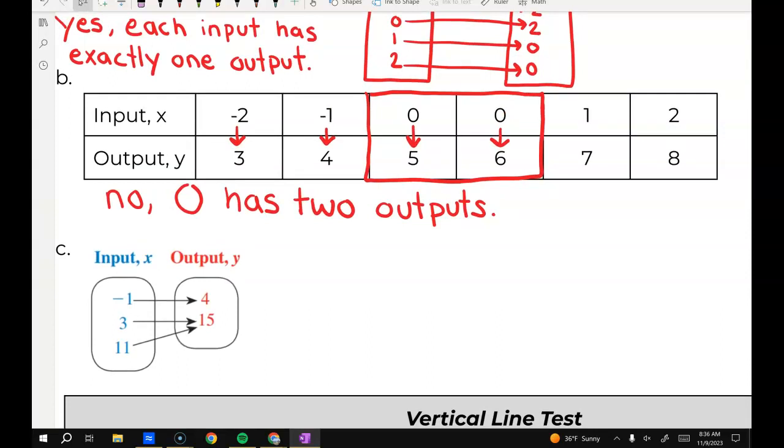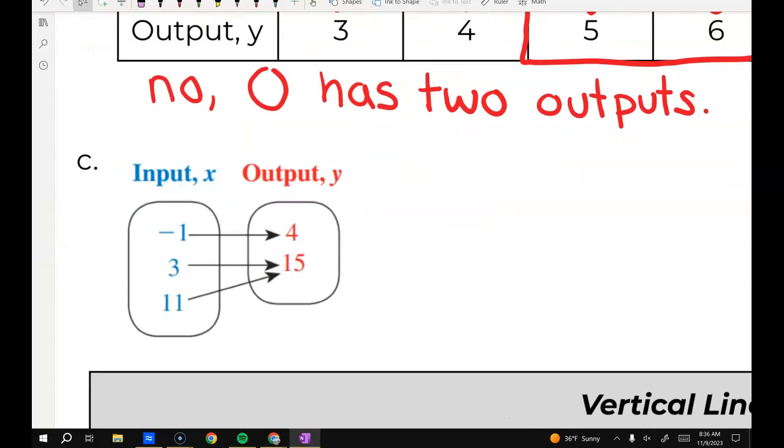Example C is another way to look at our mapping structure. So we see -1 goes to 4, 3 goes to 15, and 11 goes to 15. This is just slightly different from the mapping I drew up top. I drew mine like, okay, well, 11 has its own 15.